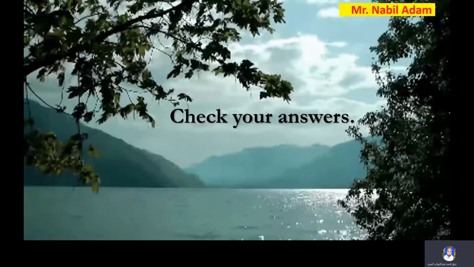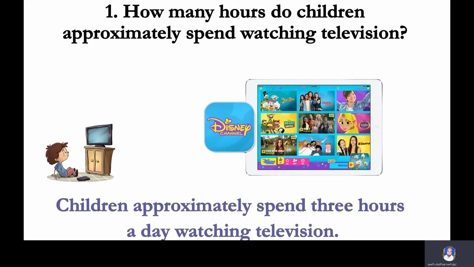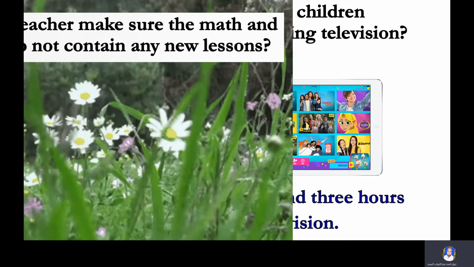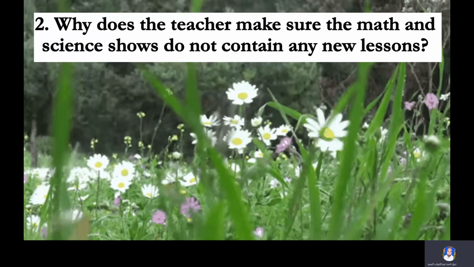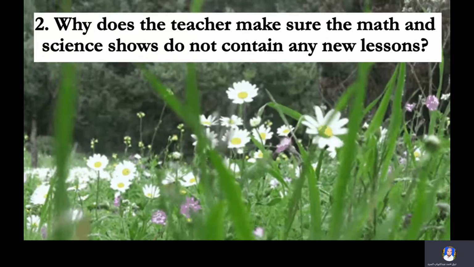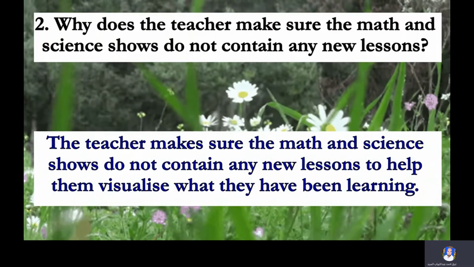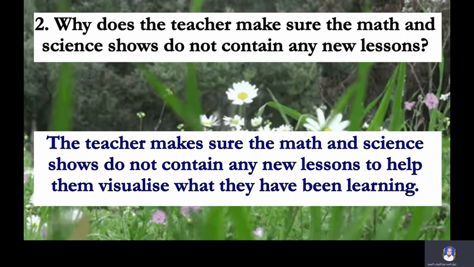Check your answers. How many hours do children approximately spend watching television? Children approximately spend 3 hours a day watching television. Why does the teacher make sure the math and science shows do not contain any new lessons? The teacher makes sure the math and science shows do not contain any new lessons to help them visualize what they have been learning.